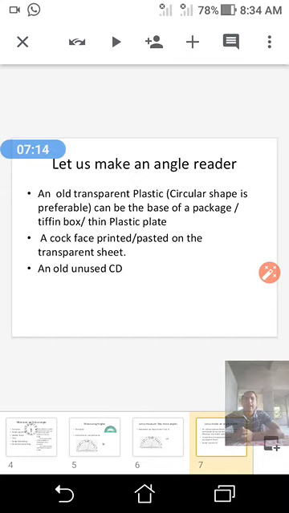For this we need an old transparent plastic. It should preferably be circular in shape, and if it is not circular, we will cut a circle to make it circular. Where can we find this transparent plastic? It can be the base of a package, the base of a tiffin box, or a thin plastic plate. Remember, it should be transparent so that we can place the numbers on it. A clock face printed or pasted on the transparent sheet is preferable. You can also take help of an unused CD.